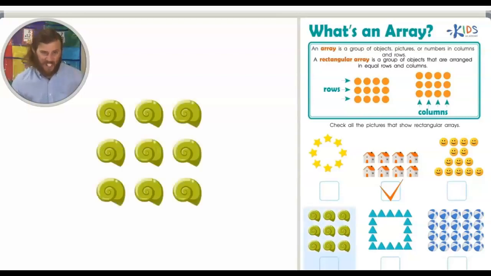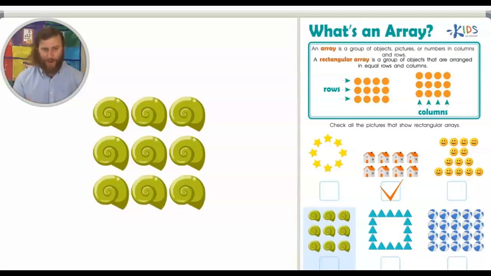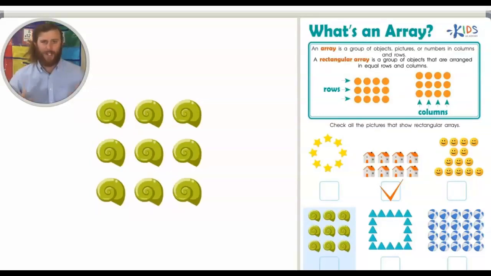In our next picture, I see snails. Let's take a closer look and see if this is really an array. In this array, there's 1, 2, 3 in the first row. There's 1, 2, 3 in the second row, and there's 1, 2, 3 in the third row. Okay, we're off to a good start.